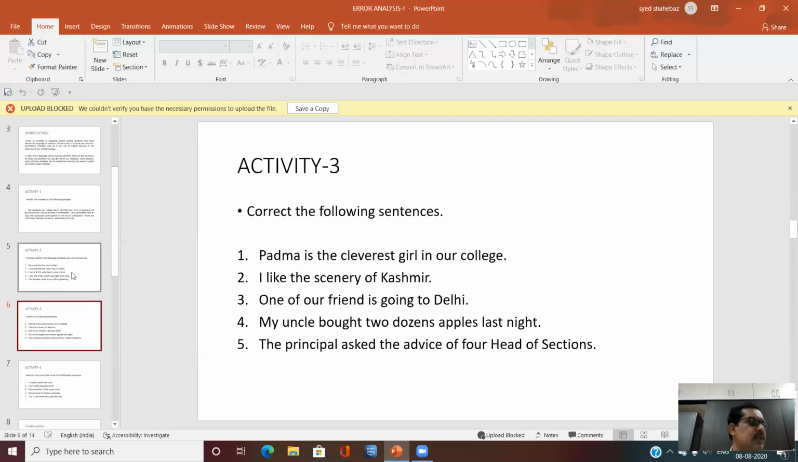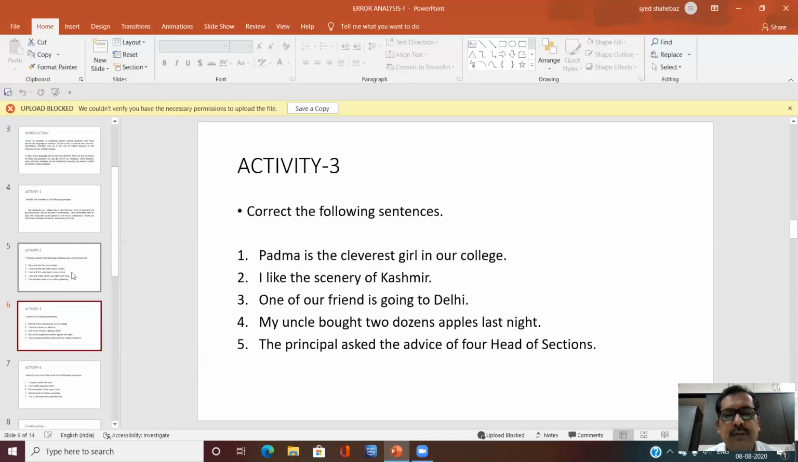In the same way, the second sentence, I like the scenes of Kashmir. That is the actual sentence. I like the scenes of Kashmir. The correct sentence is, I like the scenery of Kashmir. Scenery is the correct word, not the scenes.